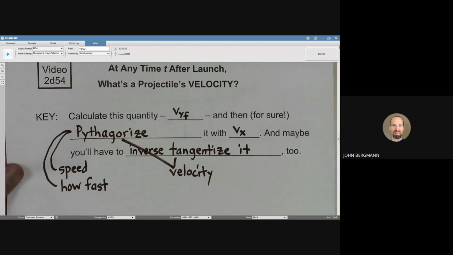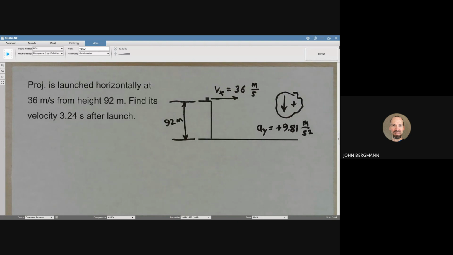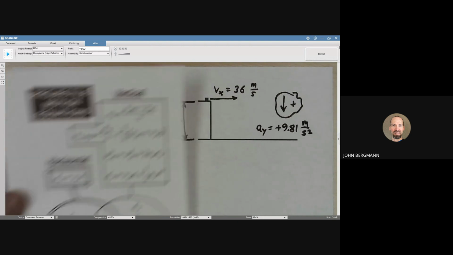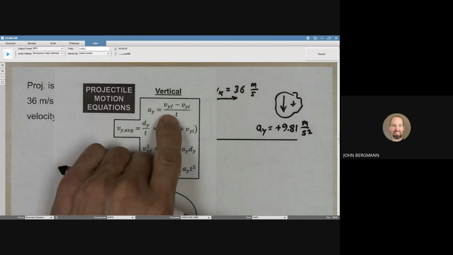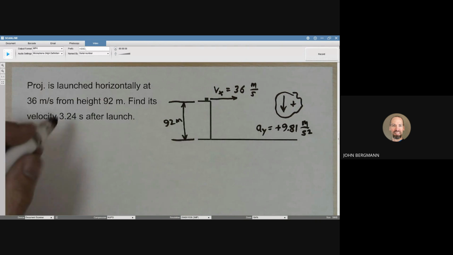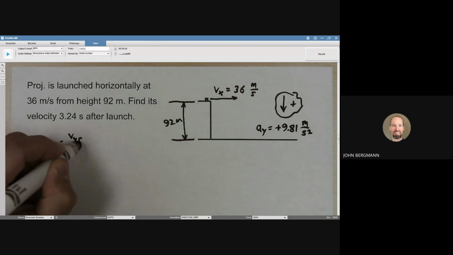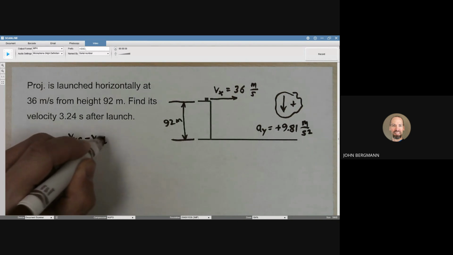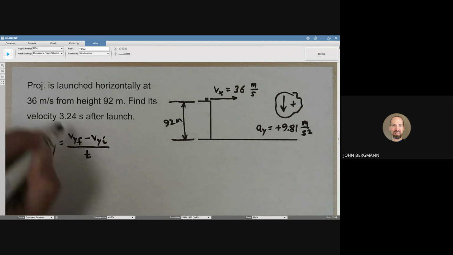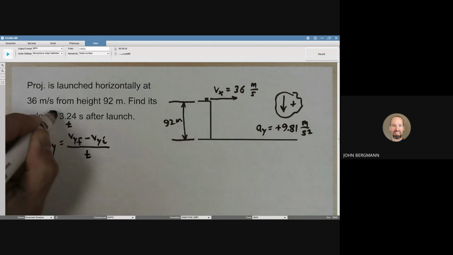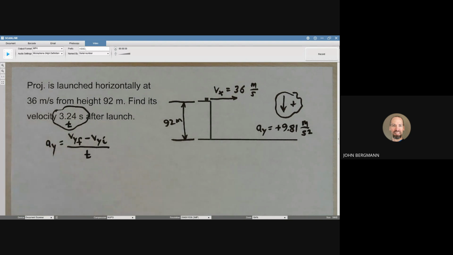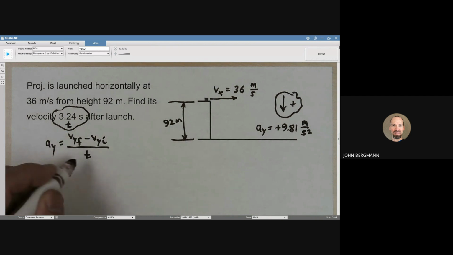So what are we supposed to do here? What does it say? Find VY final. And what equation should we use to find VY final? This first one right here. Let's do it. AY is VY final minus VY initial divided by the time. We know the time. We're told it right there. 3.24 seconds. So what's VY final? Multiply both sides by T and add VY initial to both sides.